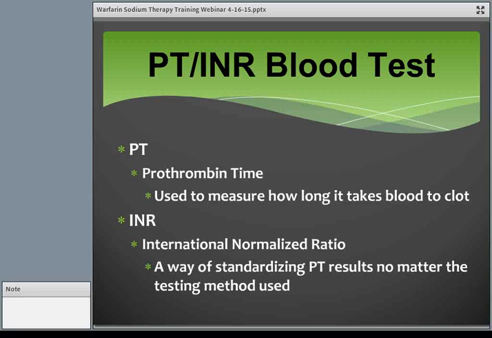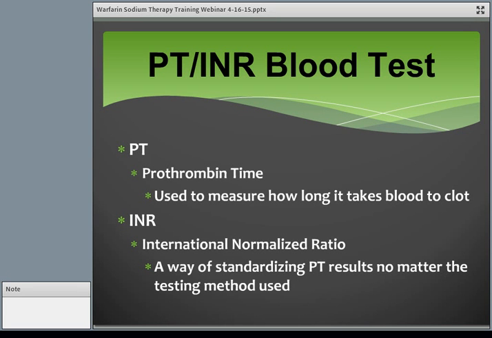Laboratories use different test methods to measure the prothrombin time. Since the PT test results are not consistent from lab to lab, it may be difficult for the HCP to determine the desired effect of the warfarin sodium just based on the PT test result. For this reason, the PT results are converted by the lab into an INR result. The International Normalized Ratio, or INR, allows the healthcare provider to understand the PT results even when they come from different labs or are done by different testing methods.